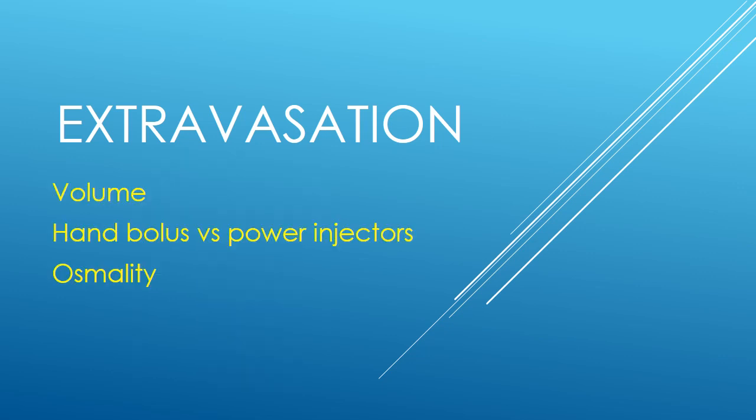The factors which affect extravasation of contrast are the volume. If you're going to give a larger volume of contrast, there is more risk of extravasation. Then, whether you're giving a hand bolus versus power injectors. And then finally, the osmolality of the contrast. Here I have not written another term which I should have, which is the viscosity.